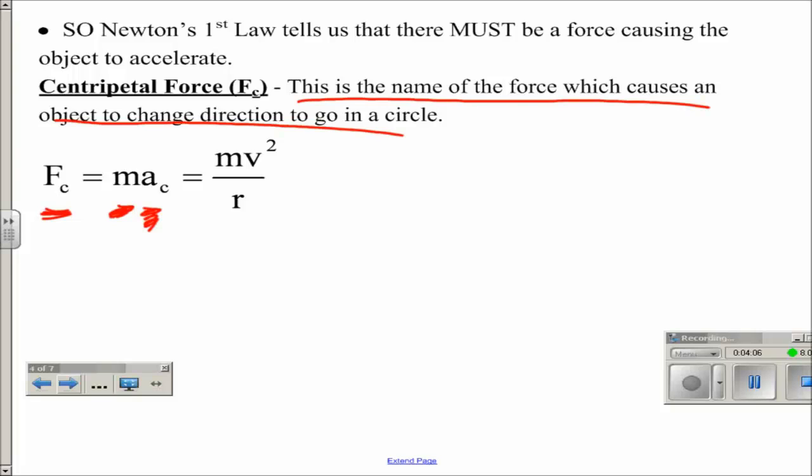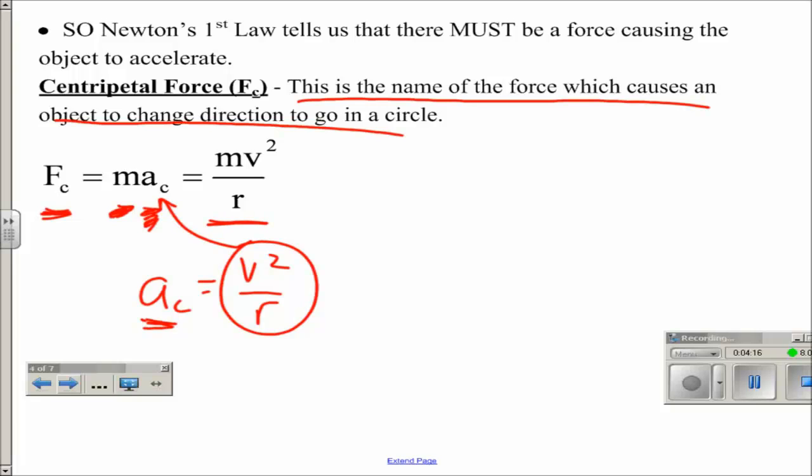Now, since, as we learned in the last video, centripetal acceleration is v squared over r, you can substitute this in there to get this. So more often than not, I will use this equation to find centripetal force.